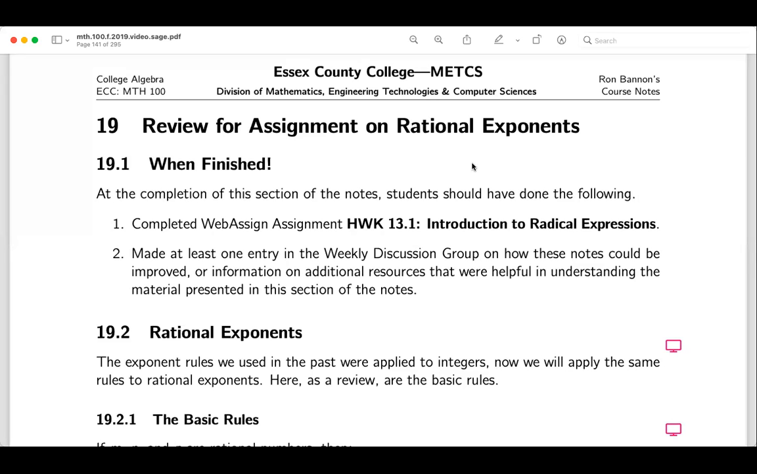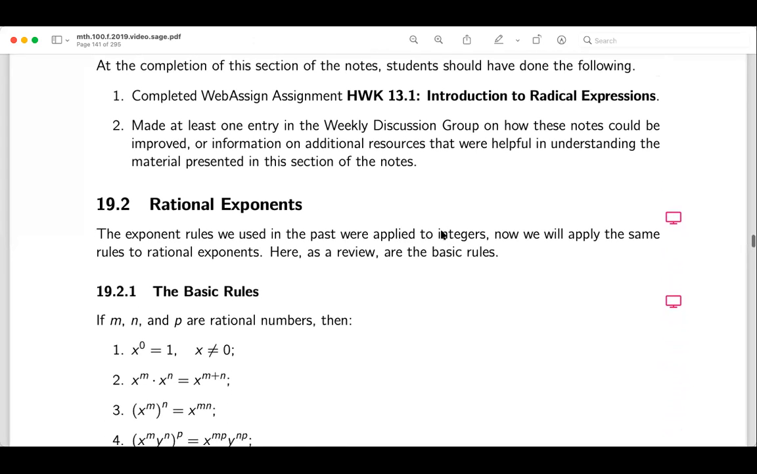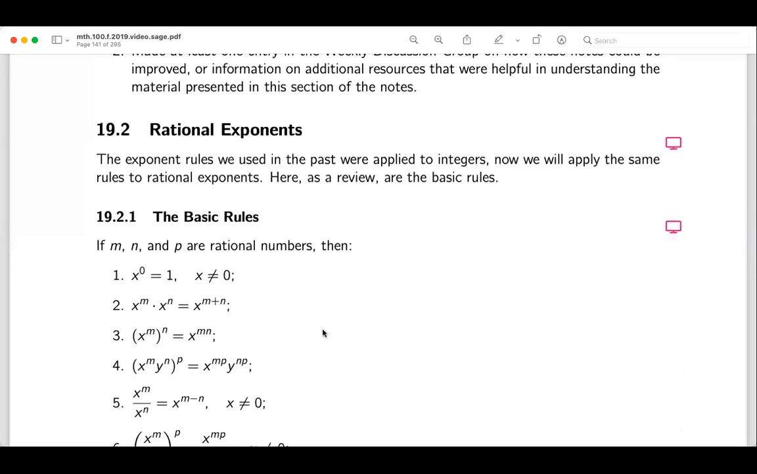Okay, we're in section 19 of the notes, and we're dealing with rational exponents. So we covered the material. We talked about the rules as they pertain to integer exponents, but now our exponents are going to be rational. Now, rational means a ratio of integers. So that doesn't preclude the possibility that they can still be integers.